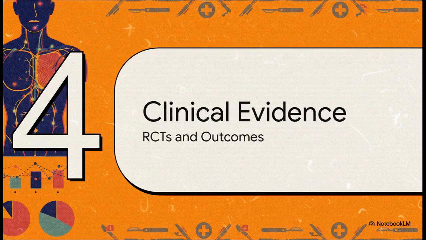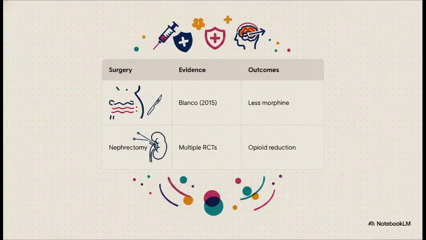Section 4. Clinical Indications and Evidence. So does the clinical evidence actually support all this complex anatomical theory? Emphatically, yes. Let's look at cesarean deliveries first. Dr. Blanco's pivotal 2015 randomized controlled trial directly compared QL blocks to standard TAP blocks for C-sections. The results weren't just slightly better, they were definitively clear.